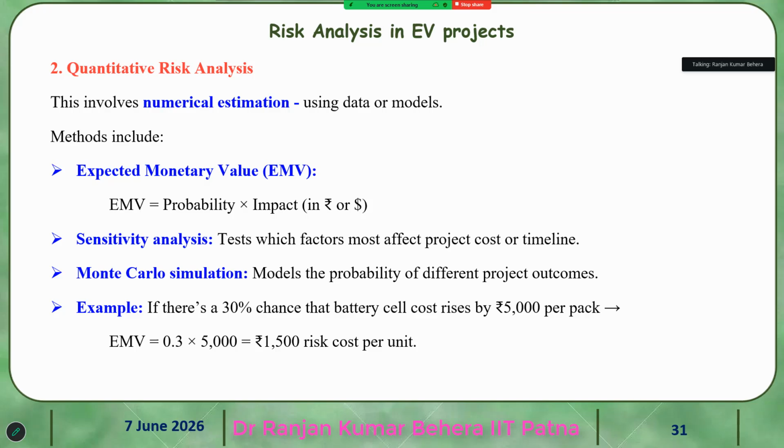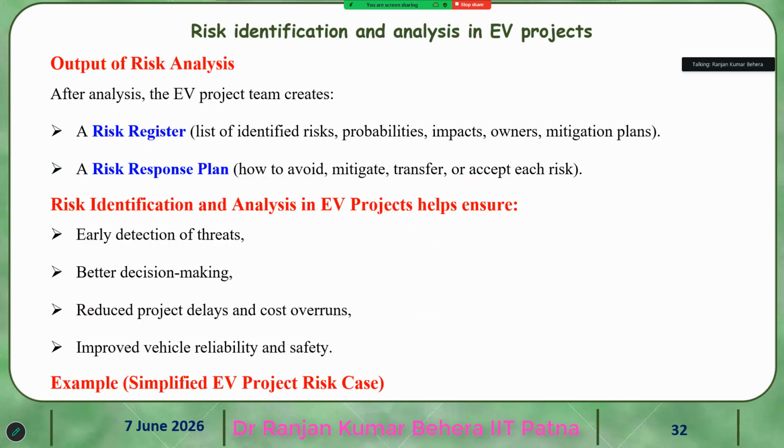For example, there is a 30% chance that the battery cell cost rises by 5,000 per pack. So EMV is equal to 0.3 times 5,000, which is 1,500 risk cost per unit. This way we can find out the risk.